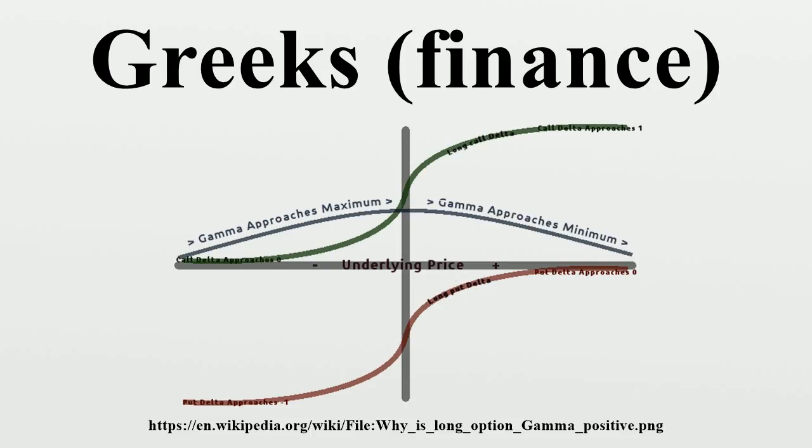Theta is almost always negative for long calls and puts and positive for short calls and puts. An exception is a deep-in-the-money European put. The total theta for a portfolio of options can be determined by summing the thetas for each individual position.